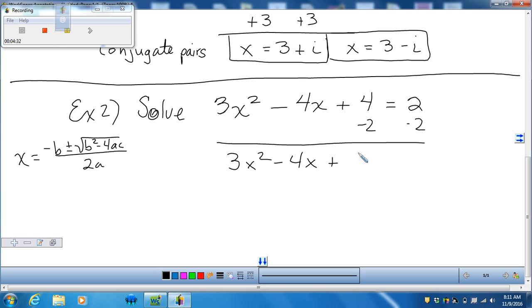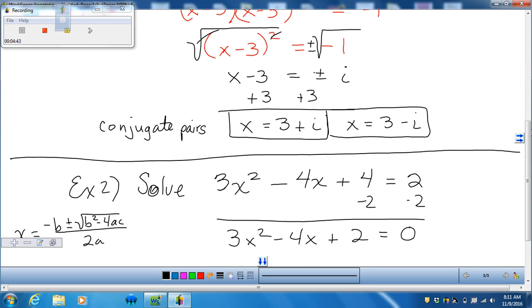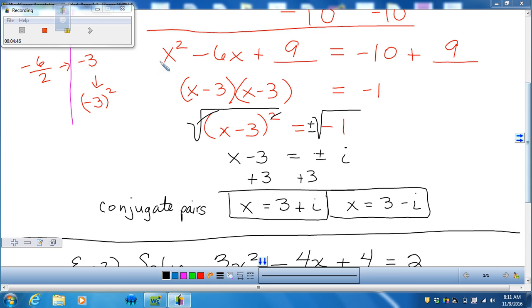plus 2 equals 0. I'm choosing to use the quadratic formula on this one because my a value is not 1. As you saw in example 1, the a value, the number in front, our lead coefficient, was 1, which makes it really easy to do completing the square.